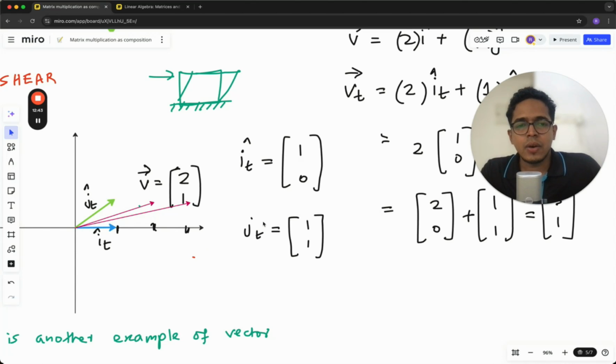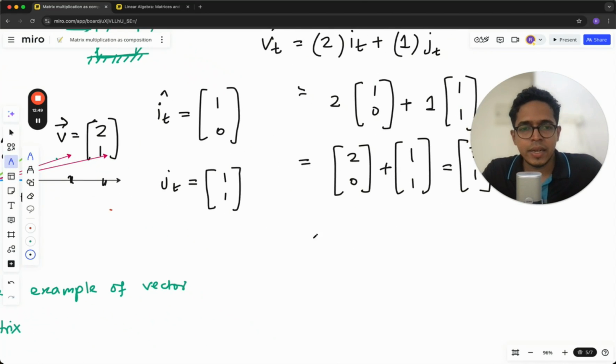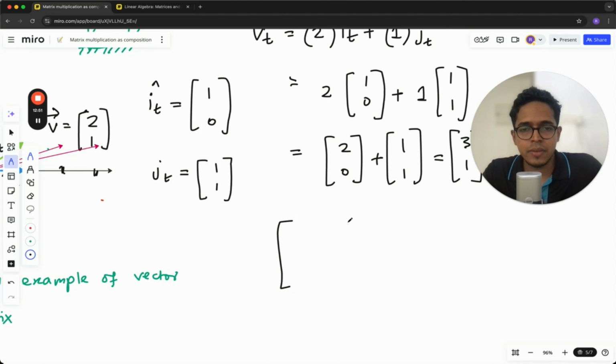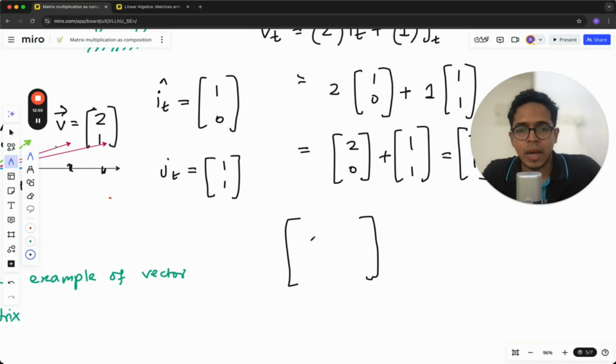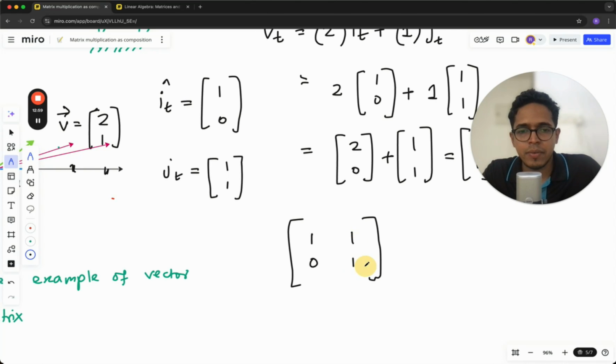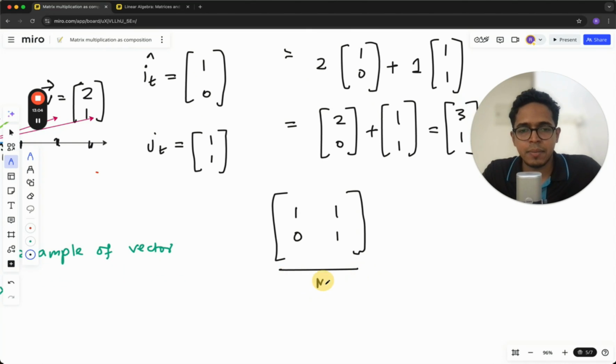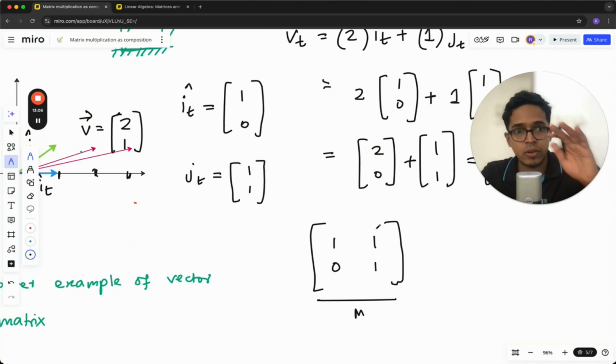And now how do we describe this shear operation in terms of a matrix? The shear operation in terms of matrix is nothing but the first column is where i ends up, second column is where j ends up. So i was exactly where it was, so it was at 1 0. j ended up at 1 1. So now this is the shear operation. This is the matrix M that represents this particular shear operation that we were talking about.